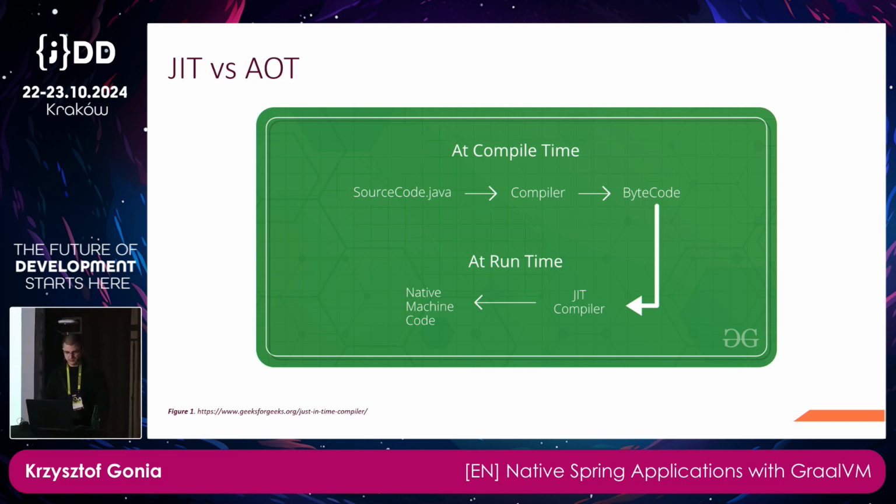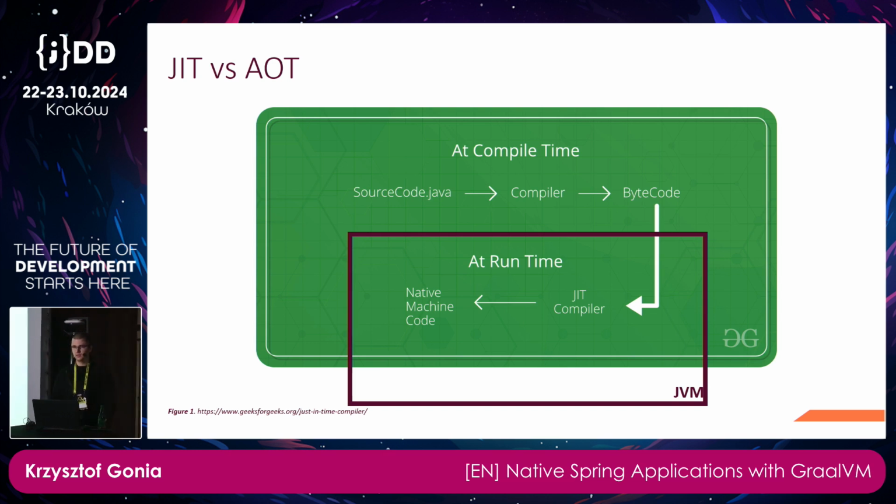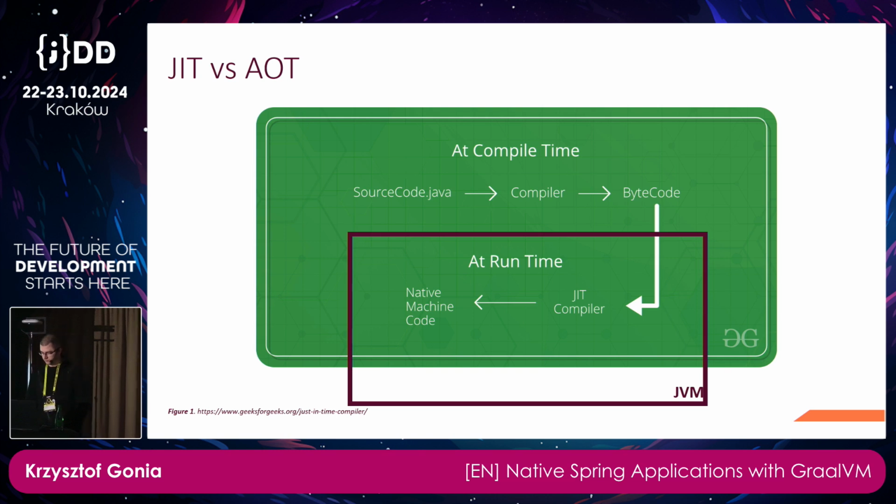So what's the difference between just-in-time and ahead-of-time compilation? When we have our source code, the compiler compiles it to bytecode. Usually we ship it as a jar file. And then in the JVM, this bytecode is compiled to native machine code. So back in the days, Java had this marketing phrase: write once, run everywhere.